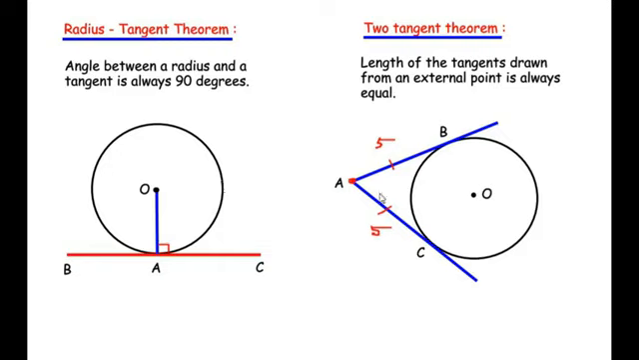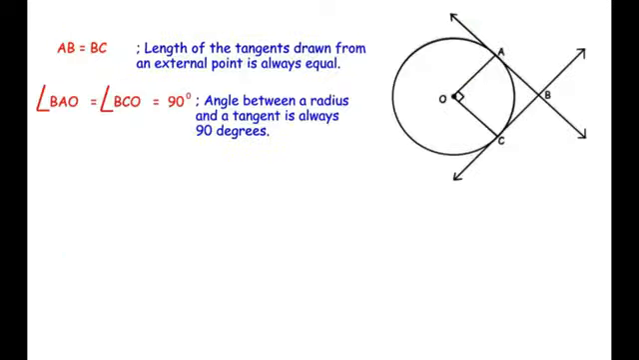So let us see how we can use these two theorems to solve the example above. Here I have copied the same diagram as it was given in the question. In this diagram, B acts as an external point to the circle through which two tangents are drawn, that is BA and BC. So using the two tangent theorem, we can write that AB, that is this length of the tangent, is equal to BC.